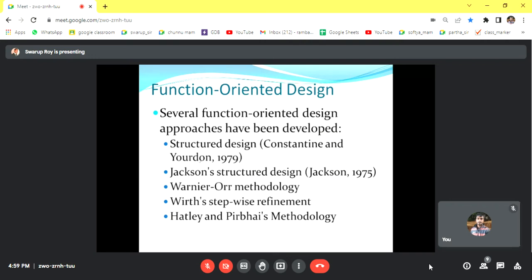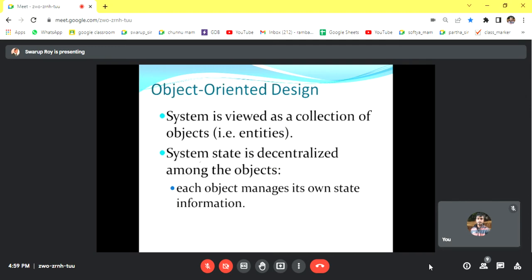The rectangles we are drawing and the arrows that we are doing are called a structure design or structure chart. It was proposed in 1979, long back. Older than that, you have the Jackson structure chart in 1975, and much older is the Warnier methodology, and stepwise refinement. There are a lot of methodologies for functional design, but we will concentrate on structured design.